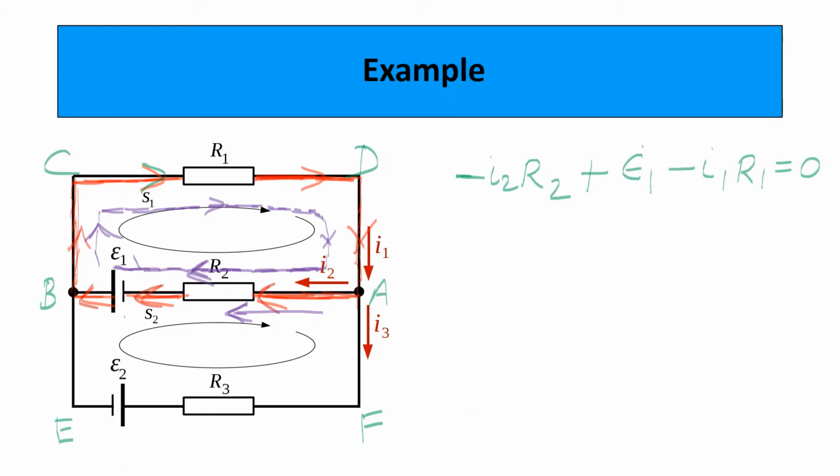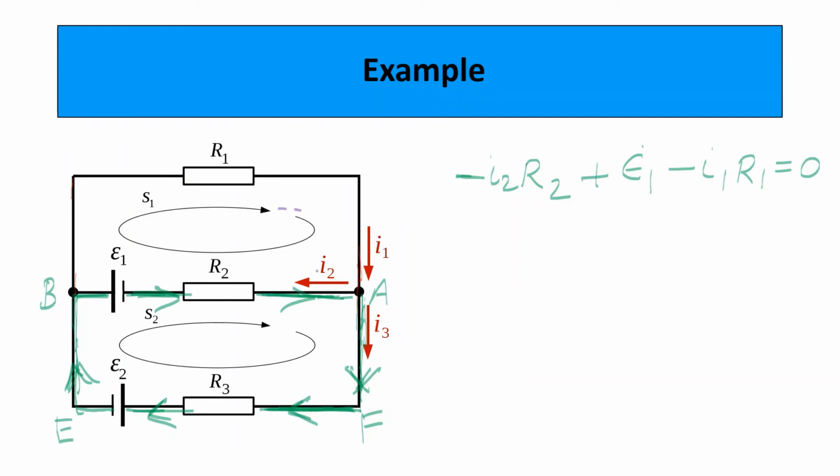When you consider a cell from negative to positive, we must take positive. That is why positive sign for epsilon 1. Also, I1 is in the same direction as this. Therefore, minus I1 R1. We already learned that for a resistor, if the current flows in the same direction, you must put a negative sign. Now consider the loop 2.